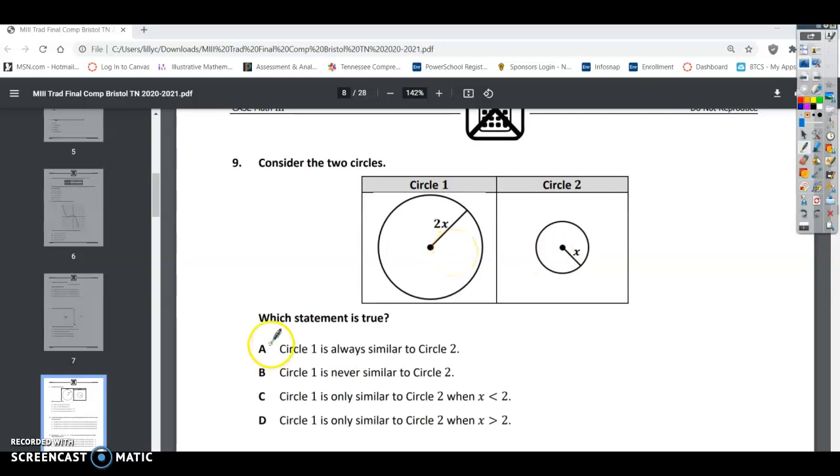So circle 1 is always going to be similar to circle 2 because of just the definition of circles and being able to use the radius and manipulate it with a dilation to make it bigger or smaller. So the answer for number 9 is A.